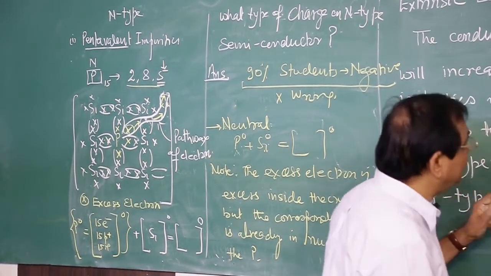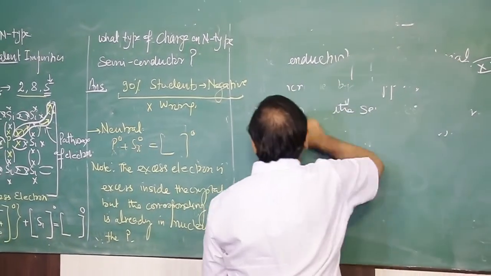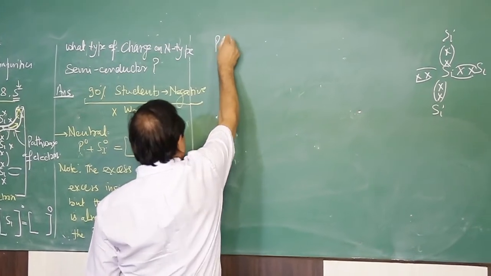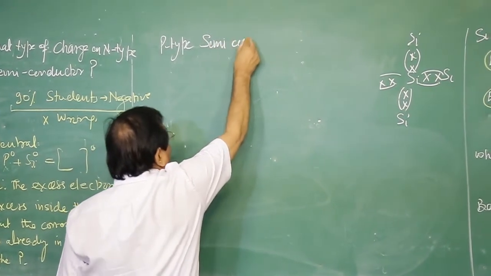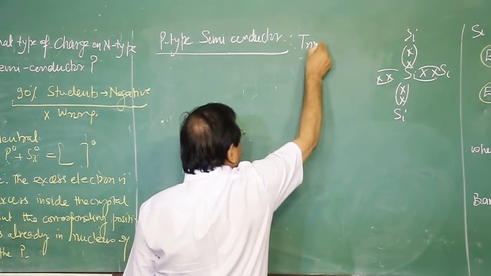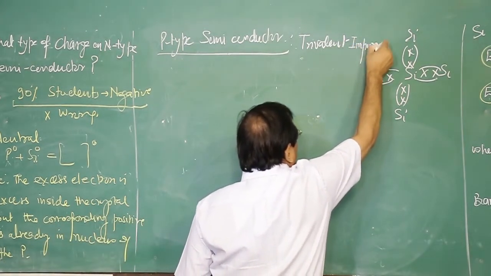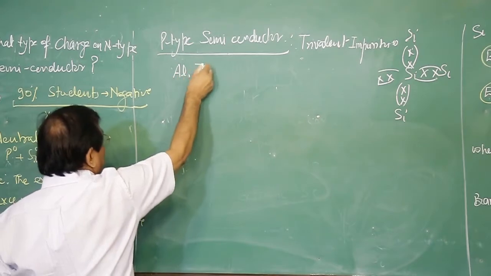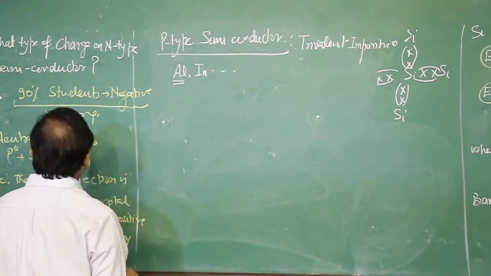Now, for another 5 minutes, in the case of a P type semiconductor, they need trivalent impurities, and these impurities are aluminum, indium, etc. Suppose we are using aluminum.